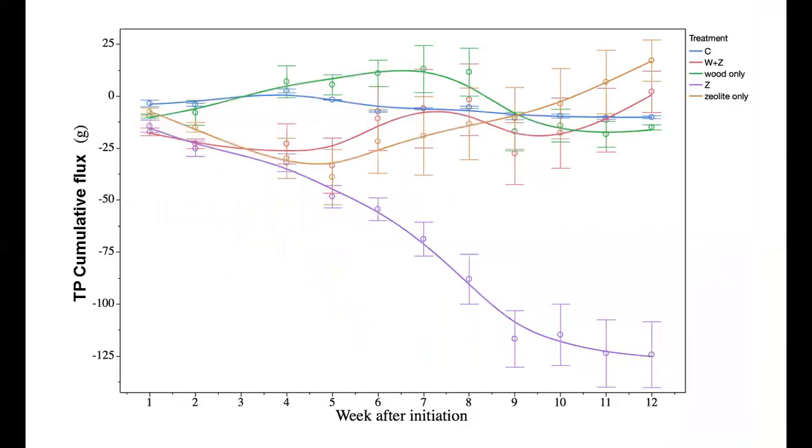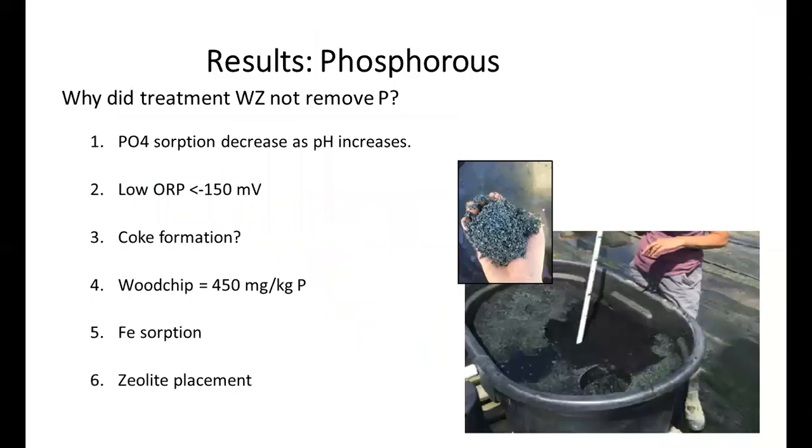So we designed this experiment to remove nitrogen and phosphorus using the Woodchip zeolite treatment. However, there was not significant removal of phosphorus in the Woodchip zeolite treatment. So why did we not see significant removal?